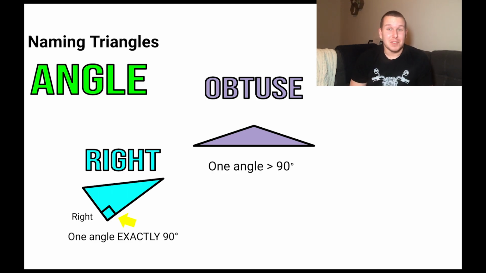It's thick, like your boy Mr. E, you know, I'm kind of a big boy. So obtuse triangles have one angle that is greater than 90 degrees.